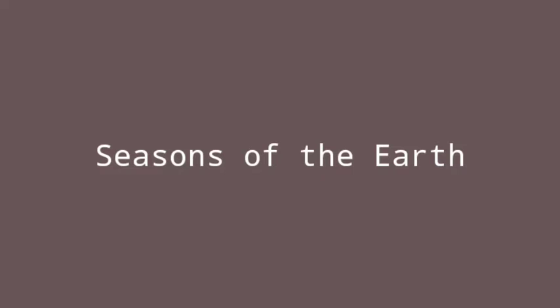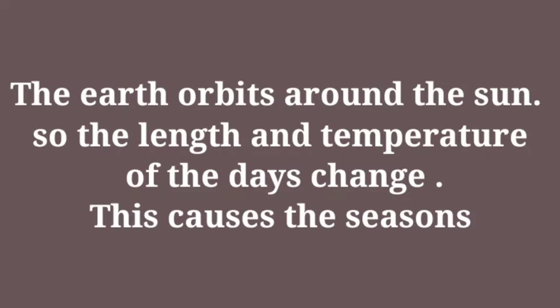Seasons of the earth. The earth orbits around the sun. So, the length and temperature of the days change. This causes the seasons. Spring, summer, autumn and winter are the 4 seasons.